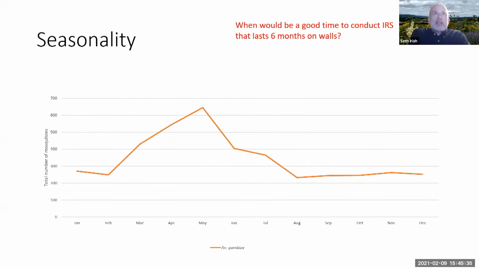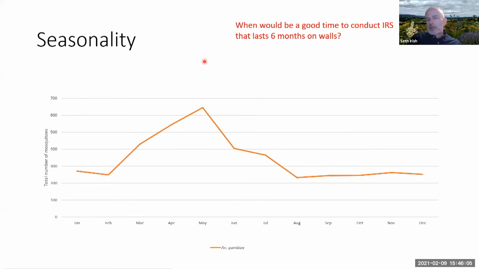And then the other example that we mentioned was seasonality. So when do you have the most mosquitoes around? It's often quite interesting to compare the times that you have the most mosquitoes around with the times that you have the most malaria, because they don't always perfectly correspond. Sometimes you get more malaria later in the season, when mosquitoes have had a chance to feed on people, become older, and get the parasites that they need to transmit.